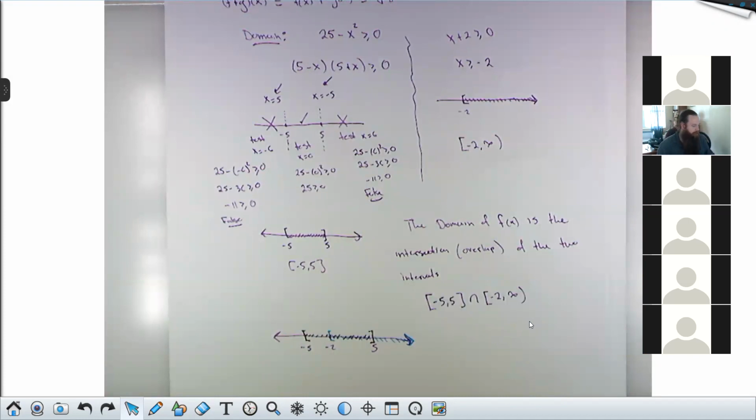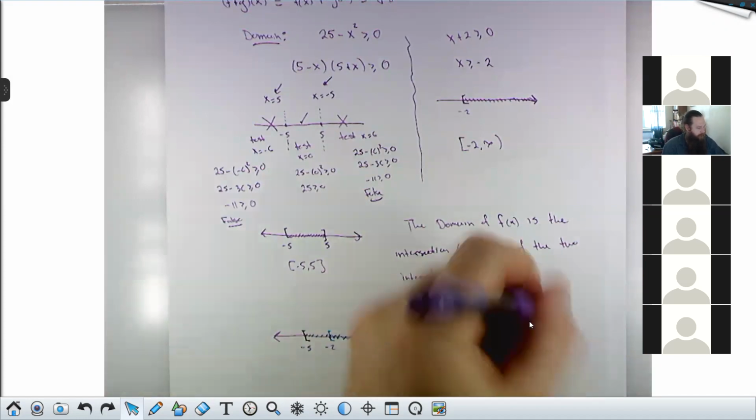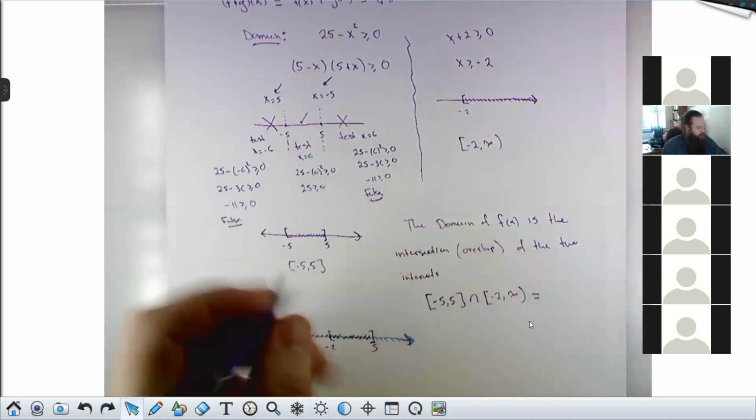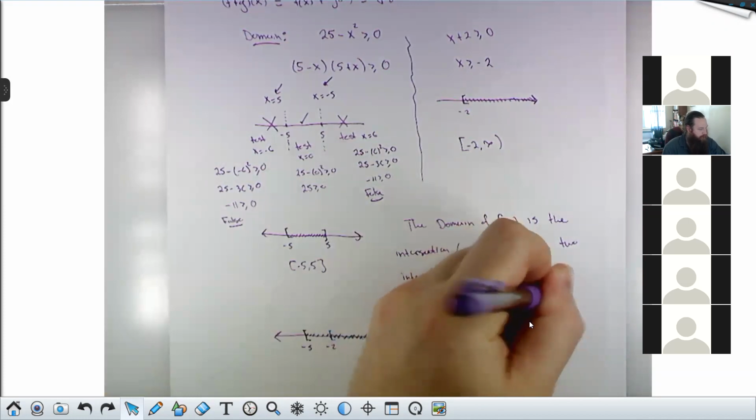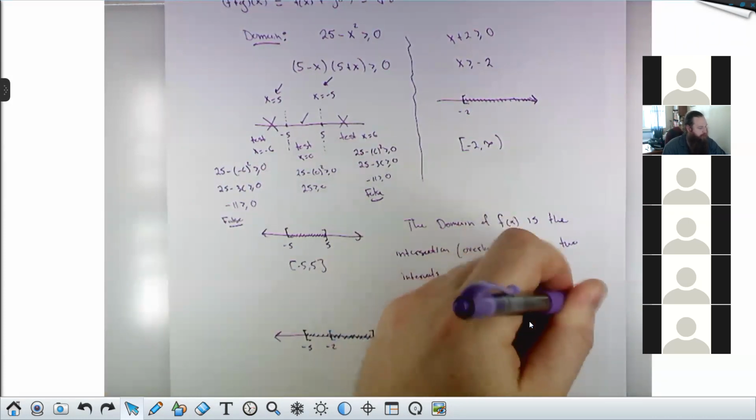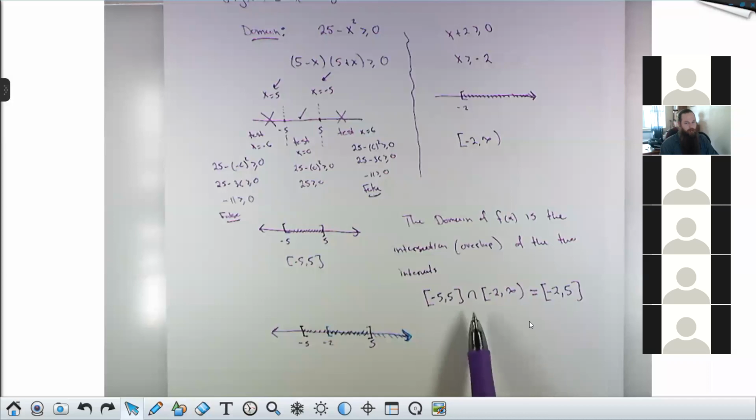So what's my domain? -2, 5. Excellent. It's the closed interval from -2 to 5. That's the stuff that is common to both of these. That's the stuff here you see that is shaded in both black and blue.